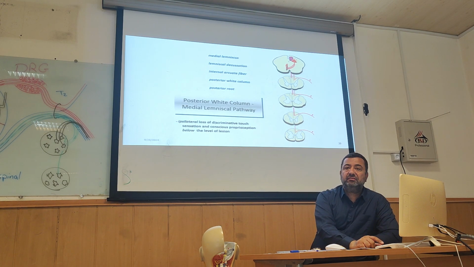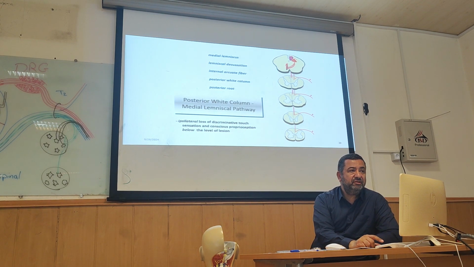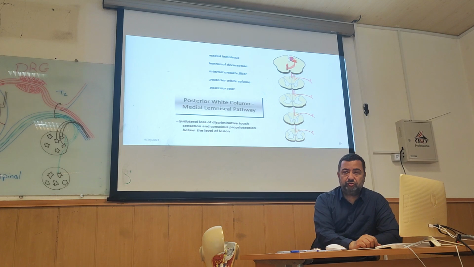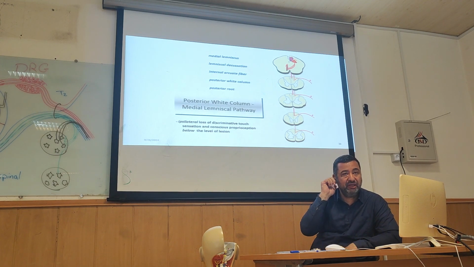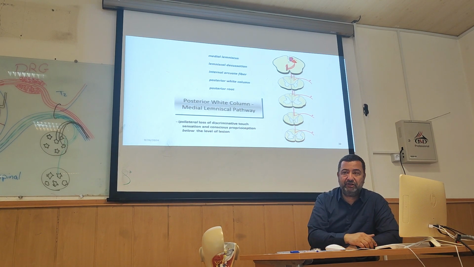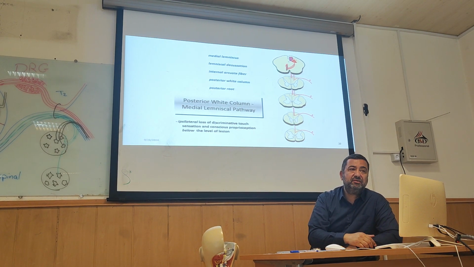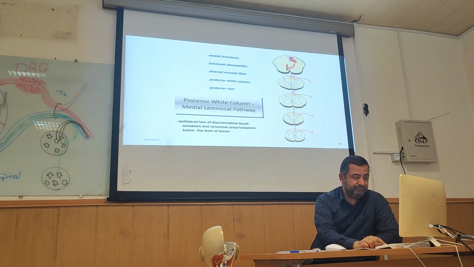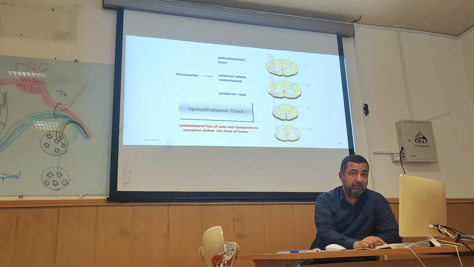Okay, you see fasciculus gracilis and fasciculus cuneatus. These fibers, from the posterior root or dorsal root or sensory root, without entering the gray matter of the spinal cord, ascend on the posterior funiculus and go to the medulla oblongata. Medulla oblongata, I will tell you next session.